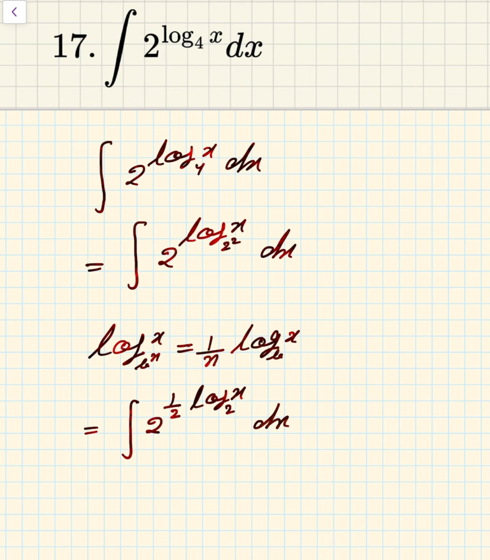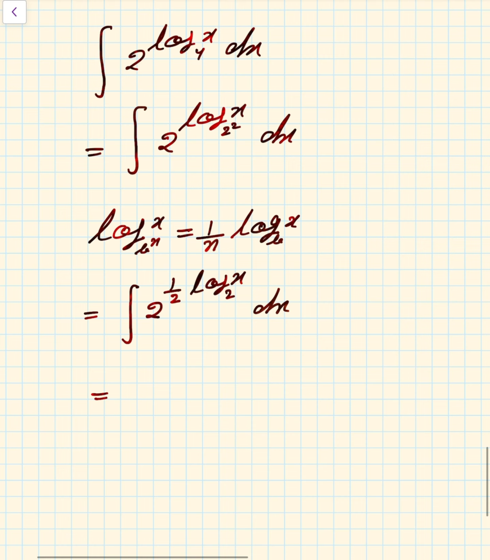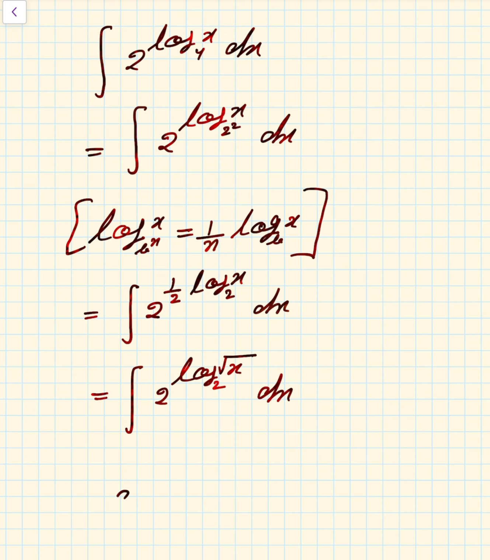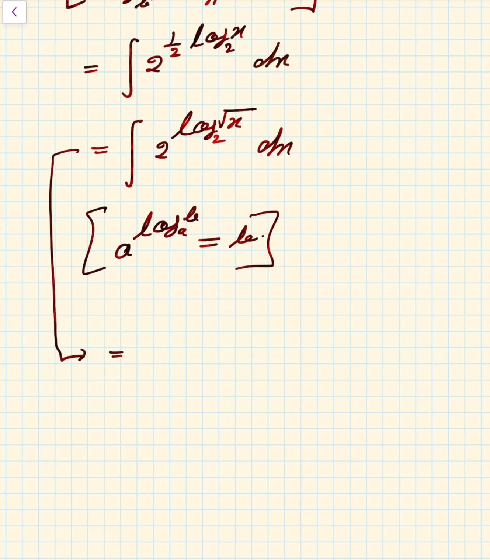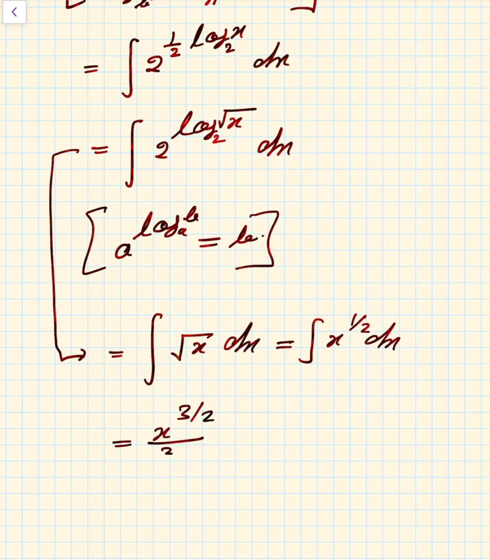Okay. Now after that, that one is also written as integration of 2 to the power log of root x to base 2, dx. Again using here the log property, a to the power log b at base a is written as b. So simply using this property here, we get root x dx. So root x means x to the power 1 by 2 dx. Simply x to the power 3 by 2 divided by 3 by 2 plus c. So 2 by 3 x to the power 3 by 2 plus c is the right answer.